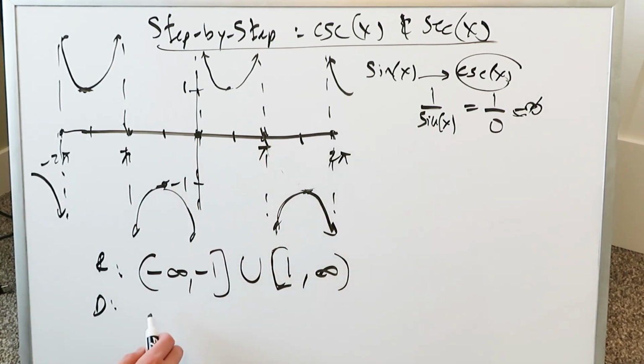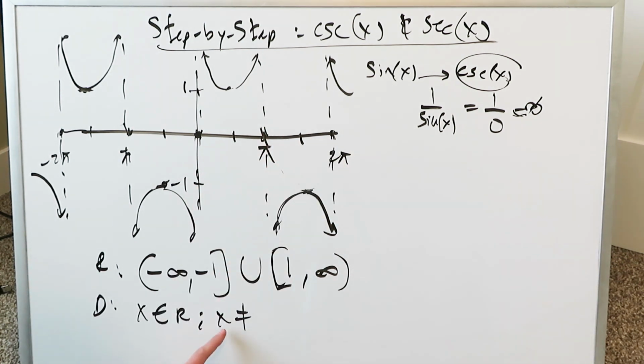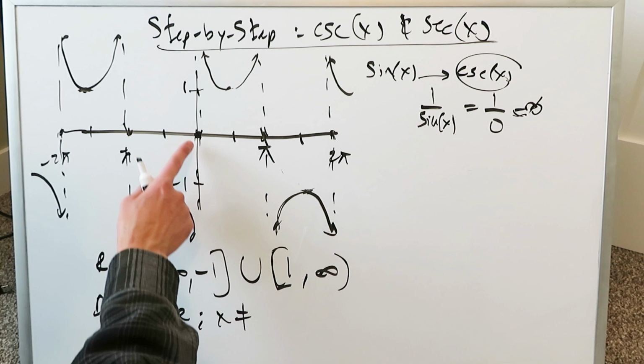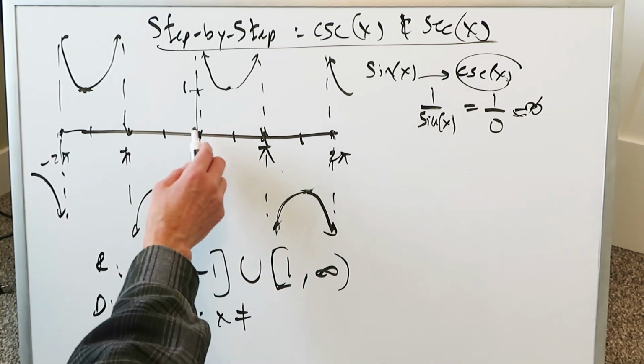Your domain you can see in multiple ways. How about this? x is an element of all real numbers, except x cannot be the following values. What are these values? Where you have these vertical asymptotes. So wherever x generated a vertical asymptote, you cannot have that x value in the domain of cosecant x, and these are 0, pi, 2 pi, minus 2 pi. You can always write it in this way.